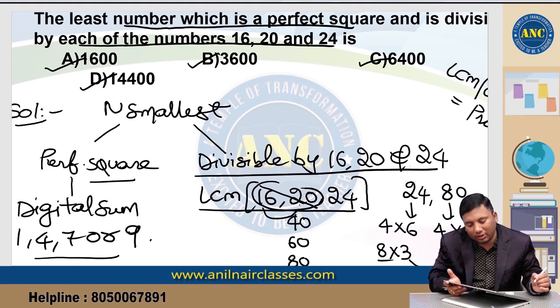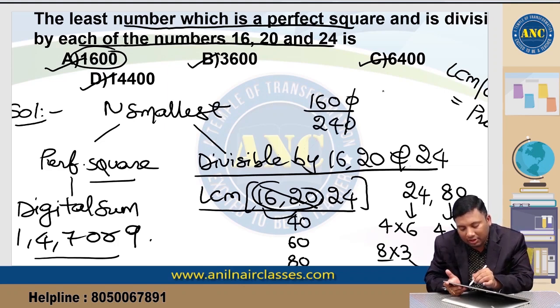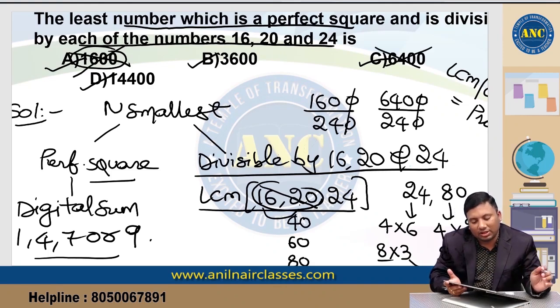It should be divisible by 240 and it should be a perfect square. Let us check which number is divisible by 240. Suppose I take 1600. 1600 divided by 240, 160 is not divisible by 24. If I take 6400 divided by 240, 640, 24 twos are 48, 160, it is not divisible. So this is out and that is out. We are stuck between 3600 and 14400.